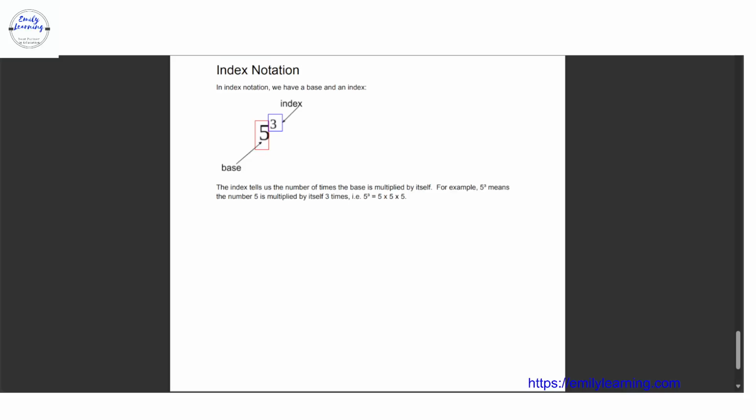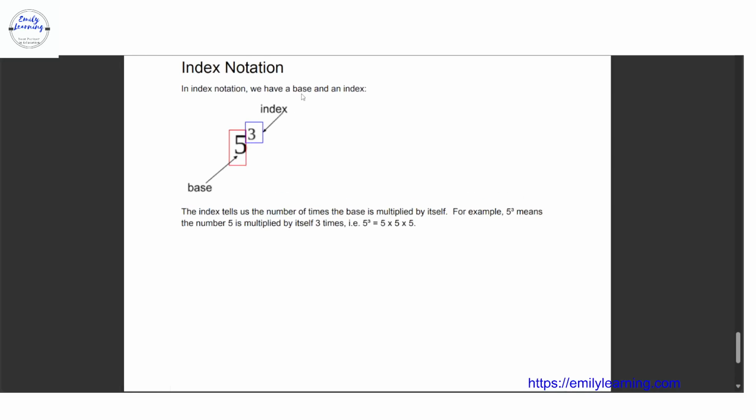In this lesson, let's take a look at index notation. So what is index notation? In index notation, we have a base and an index. The base is basically this big number here, and the index is basically this small number or superscript that is written on the top right hand side of the base.